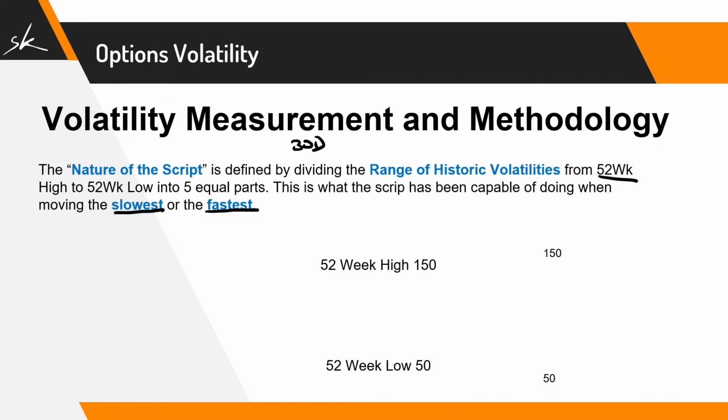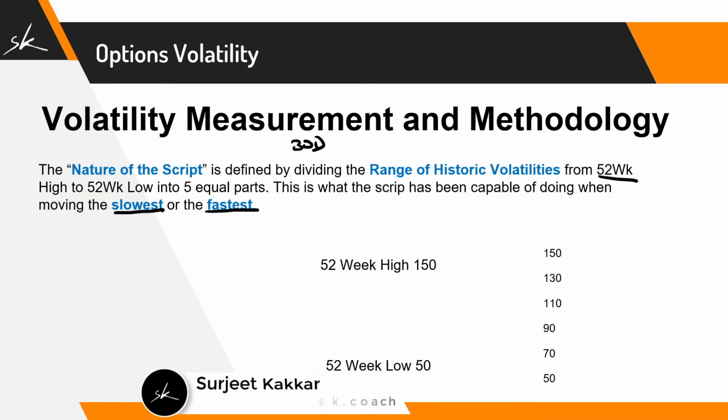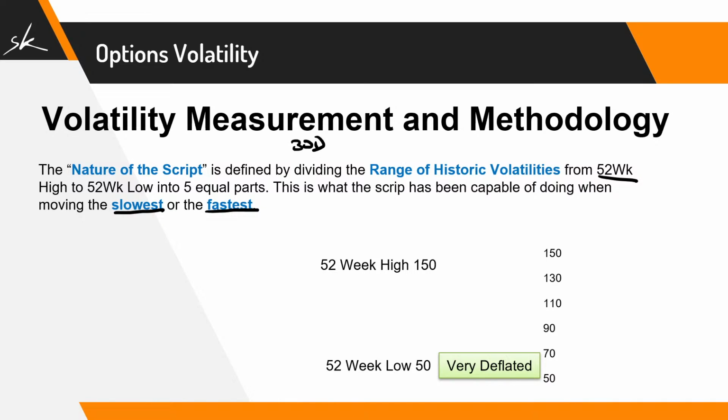So I know when this script is calm, the minimum it has gone in the last 1 year is around 50, and when the script is very fast, the maximum it has gone is around 150. So what we do is we take these numbers 50 and 150 and we divide it into 5 equal parts, right? So now this lowest part is what we call very deflated, because we know this has been the minimum which it has been able to do in the last 1 year.